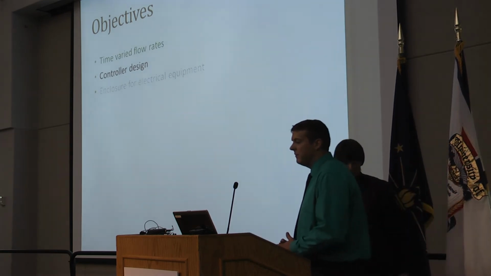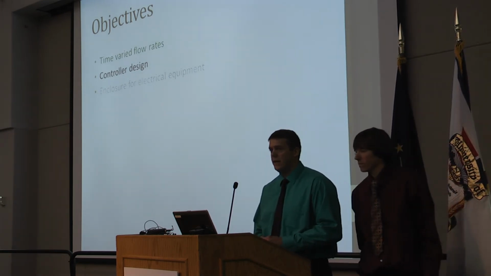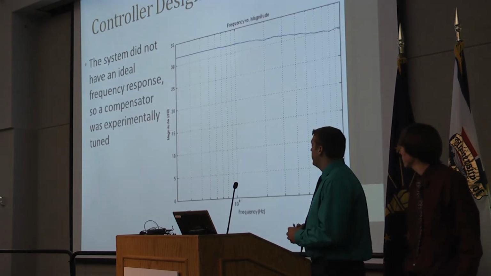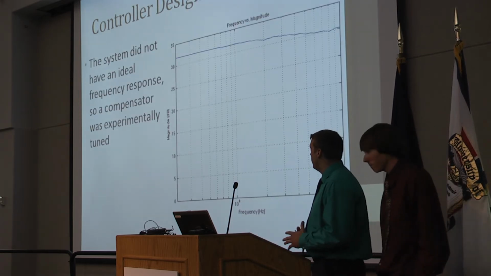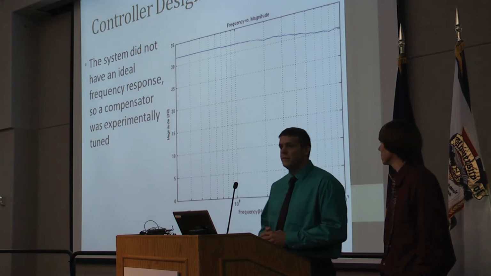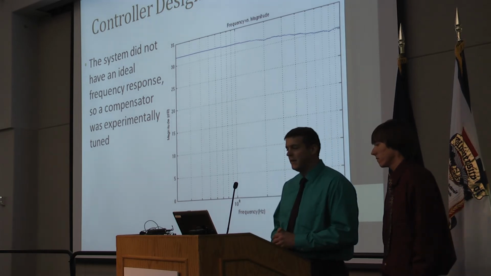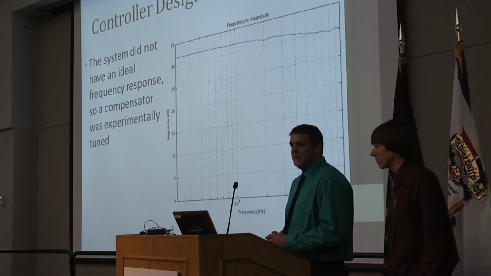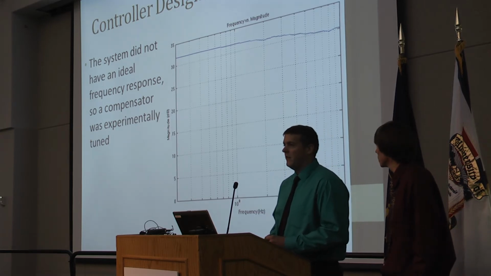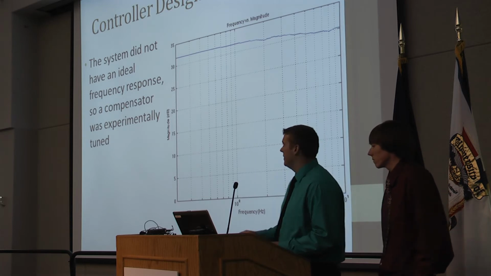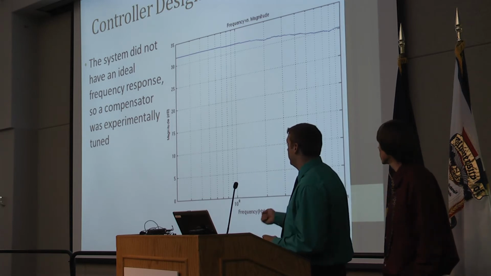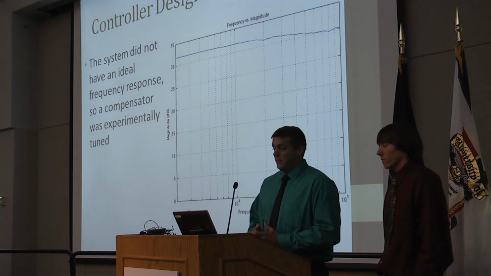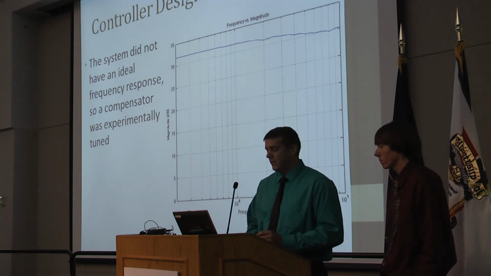So our next objective was to design a controller to improve the accuracy of these flow rates. So to start the design, we created a Bode plot, which plotted the magnitude versus the frequency response of the system. And this system did not have an ideal model we could apply to it. An ideal model might have a slope of negative 20 decibels per decade. But as you can see, this plot does not reach that slope. So what we did was we implemented a compensator and then tuned it experimentally.